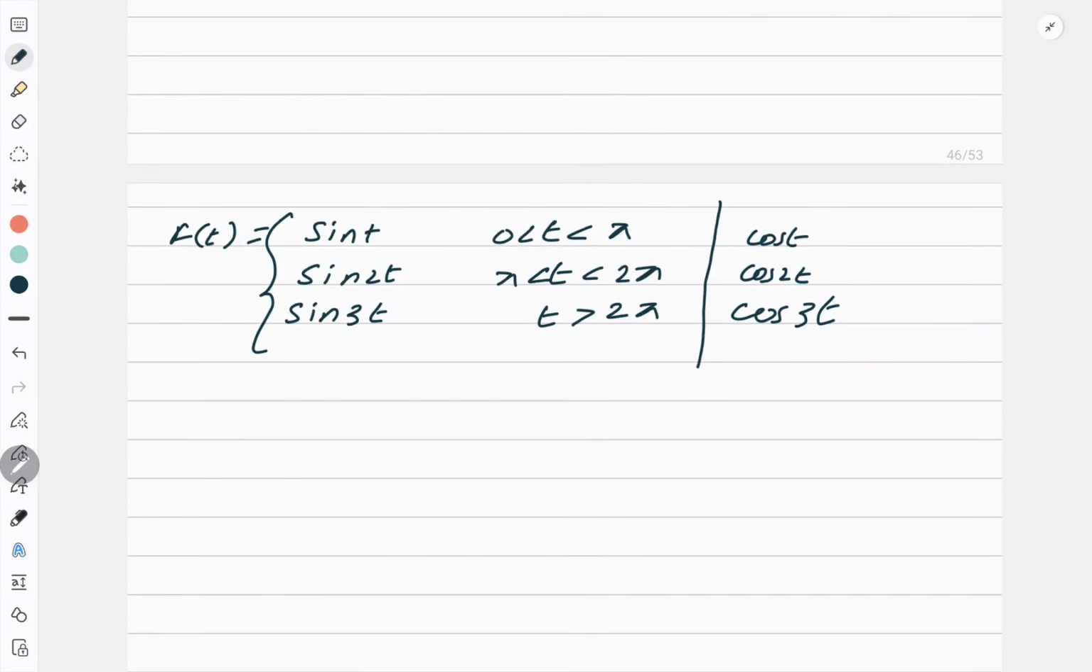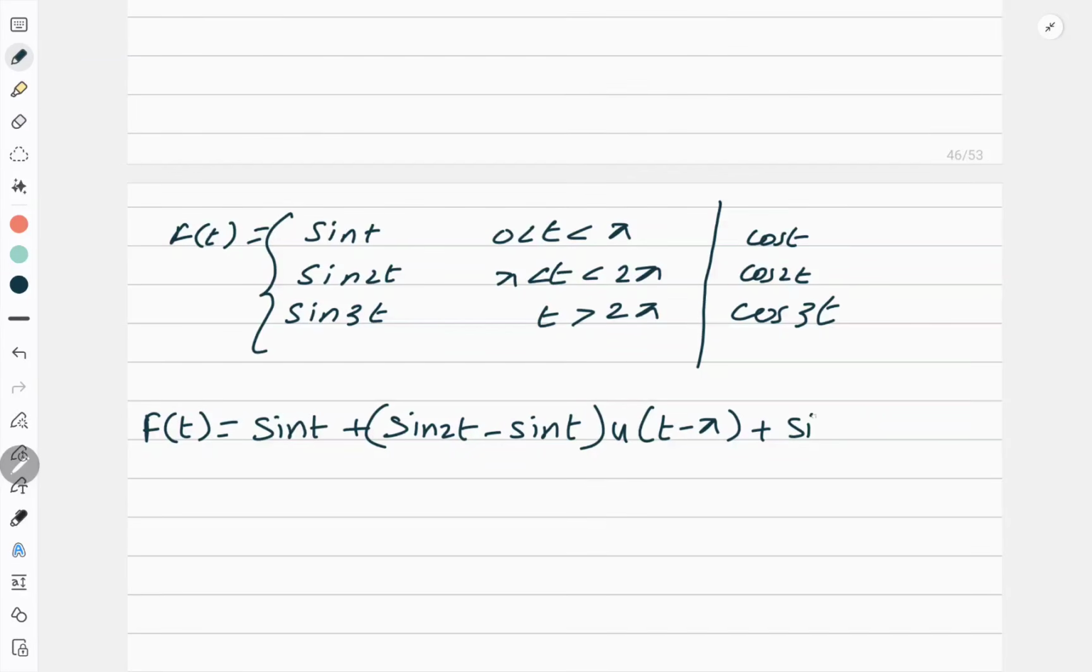Very important question. They can put sine, they can put cos. They can put the limit 0 to pi, pi to 2 pi and t greater than 2 pi, or 0 to pi by 2, pi by 2 to pi and greater than pi. So all combinations can come and you should know how to handle them. Now how I will write this question? f of t is equal to sin t plus sin 2t minus sin t u of t minus pi plus sin 3t minus sin 2t u of t minus 2 pi. Take Laplace on both the side.